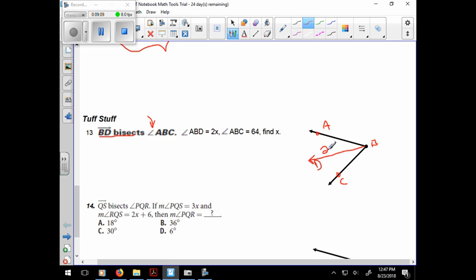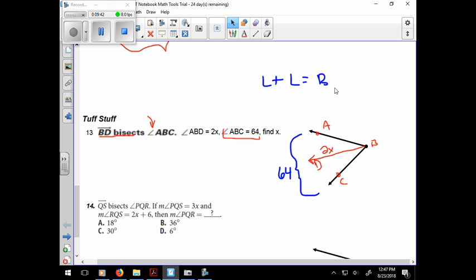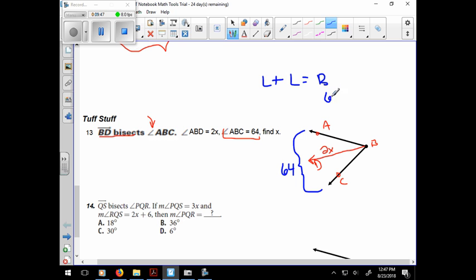All right, so now we get started labeling. ABD is 2x. ABC is 64. All right, this is not ABC. This is DBC. ABC is the whole. So I'm going to use that all-inclusive symbol and put a 64 there. Did they give us the big? I hope you realize they did. If they give us the big, you must use this formula. Okay? So now, if I use this formula, I have the big is 64.